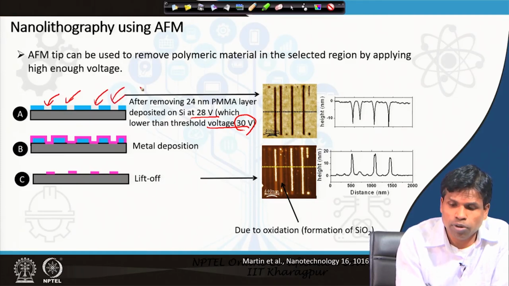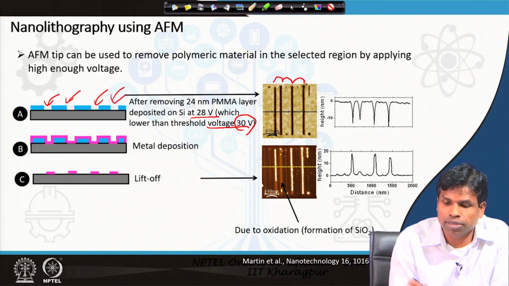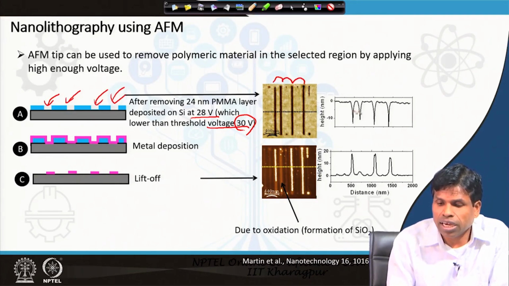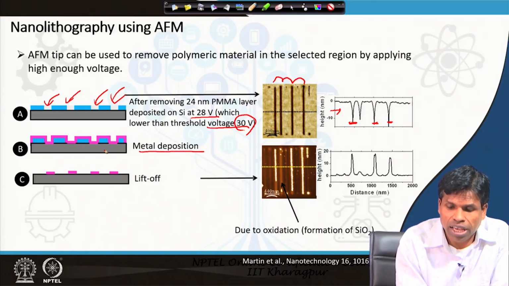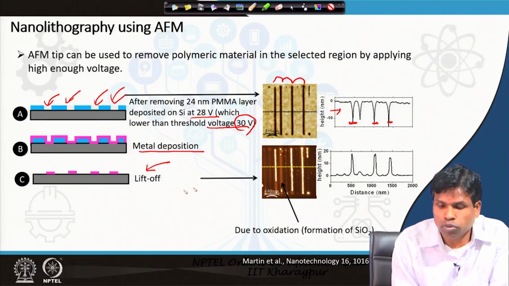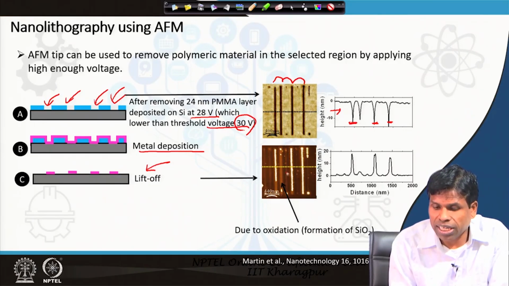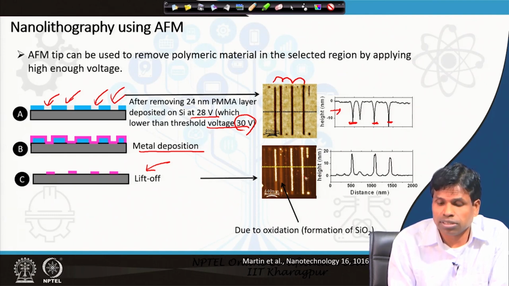This region was removed, let us say at 4 places, and after removing that you can see the height map, and for those places which are removed, how much depth of material has been removed can be measured here. And then after doing that, one can do the metal deposition. After the metal deposition, the polymeric materials can be removed by a lift-off process to have those metallic lines on the surface of the sample or substrate.